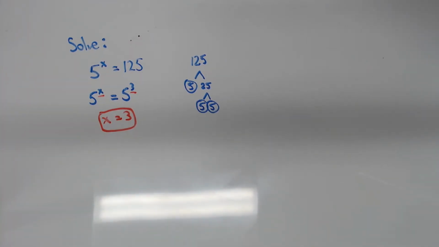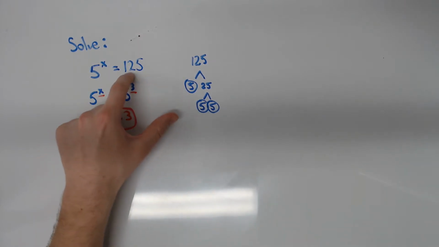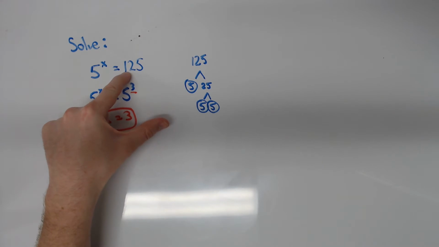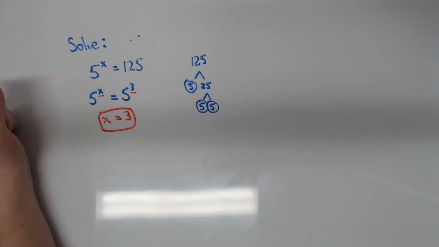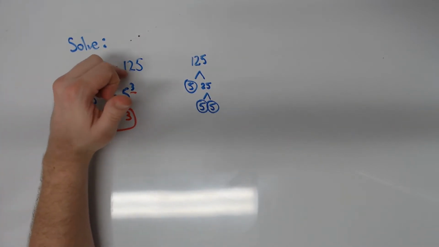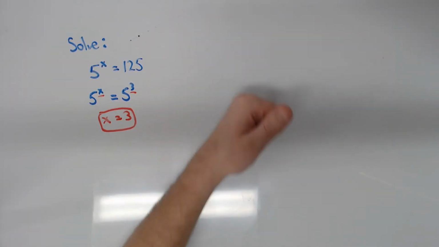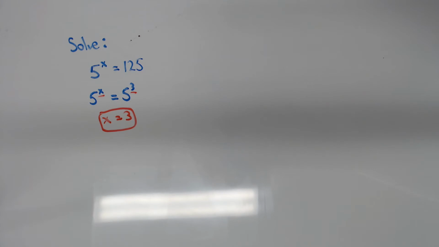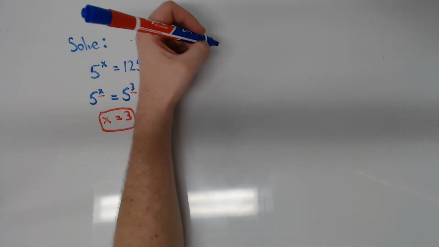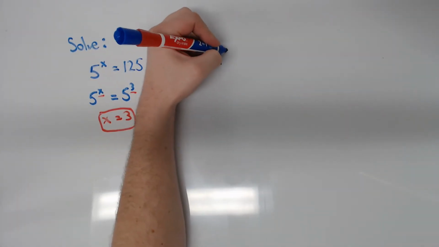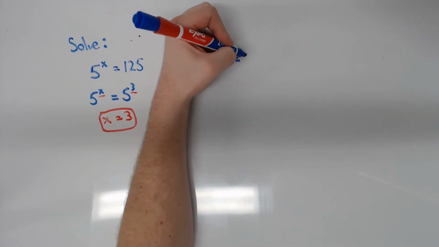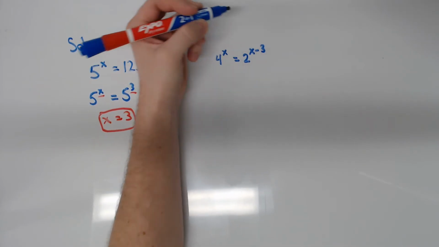Okay, so this is called changing base, because you're literally using your exponent properties to change the base number. These are the same. 125 and 5 cubed are the same number. It's just 5 cubed is what lets us solve the equation. So same thing over here. 4 to the x power equals 2 to the x minus 3.